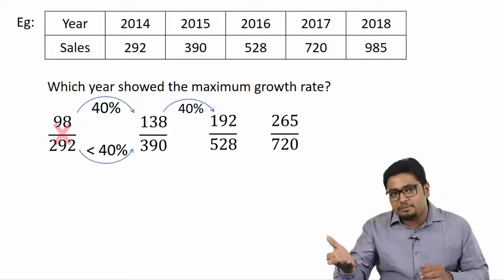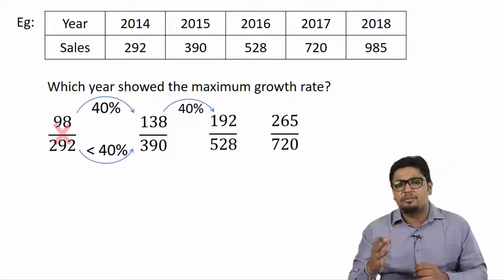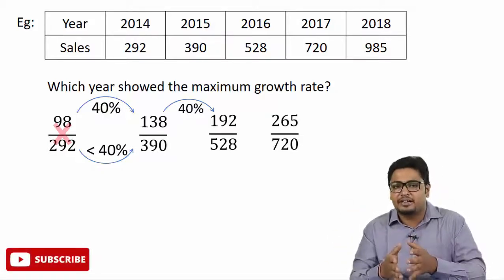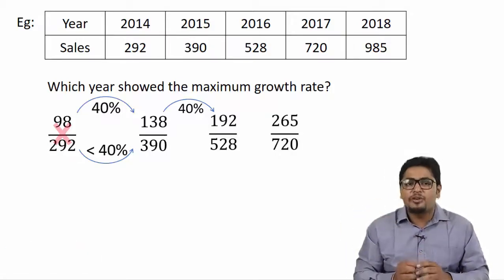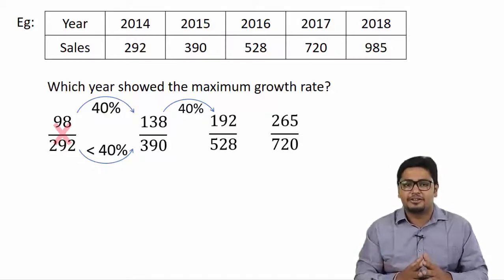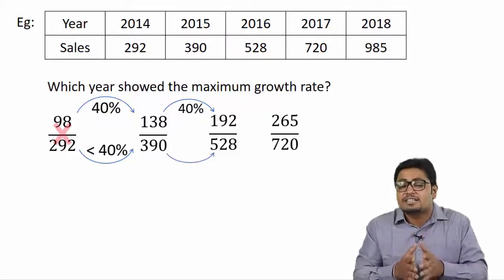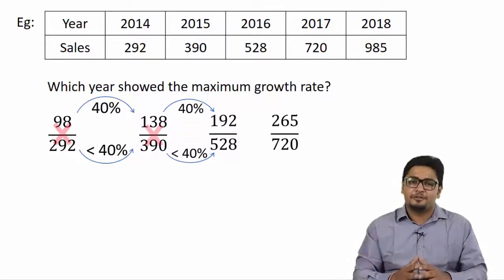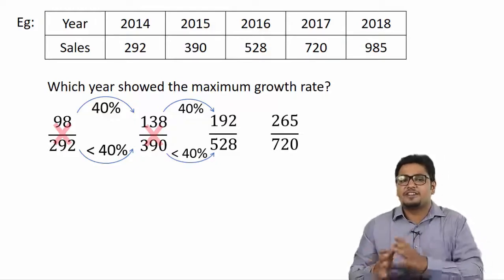390 when increased by 40% should give us 39 into 4 is 156. Increase of 156 on 390, that is 390 plus 156, 546. But we have 528 in the denominator. So basically from 390 to 528 the increase is less than 40%. Here also the second fraction is greater than the first one. Now we just have to compare 192 by 528 and 265 by 720.